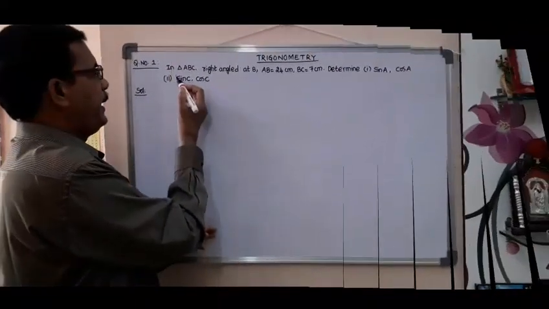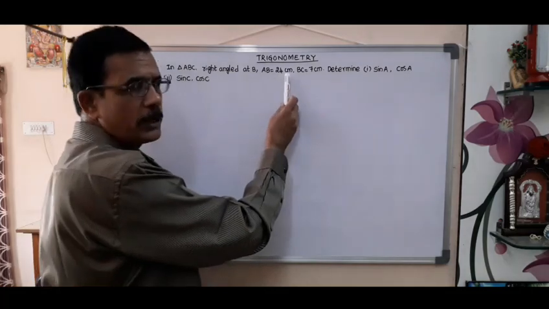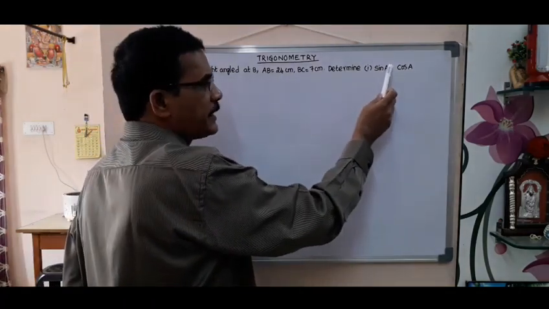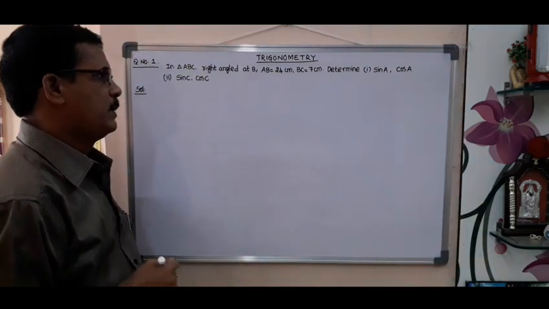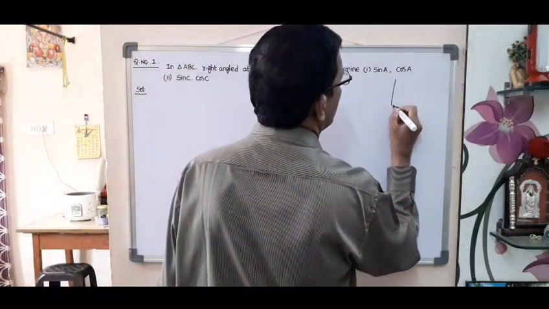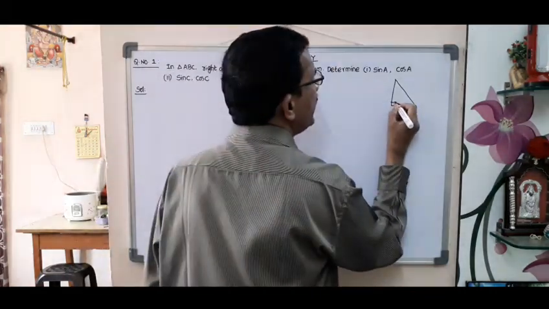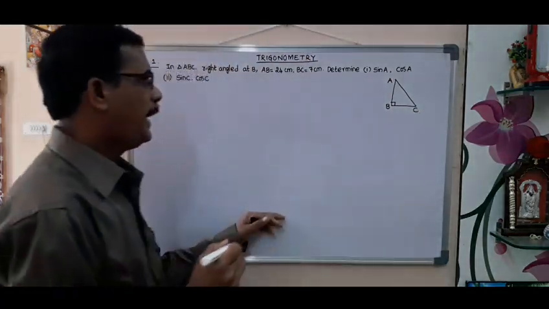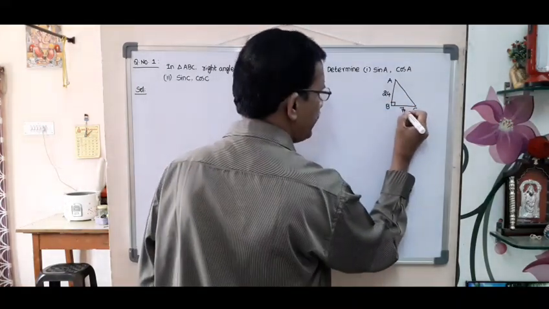Question number 1. In triangle ABC, right angled at B, AB is equal to 24 centimeters, BC is equal to 7 centimeters. Determine sin A, cos A, sin C, cos C. First, let us draw a rough figure for the given data. It is given B is 90 degrees. So I am taking it as B. This is A. This is C. AB is equal to 24 centimeters. BC is equal to 7 centimeters.